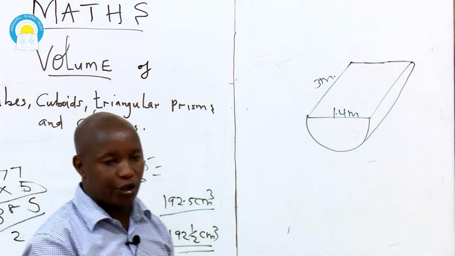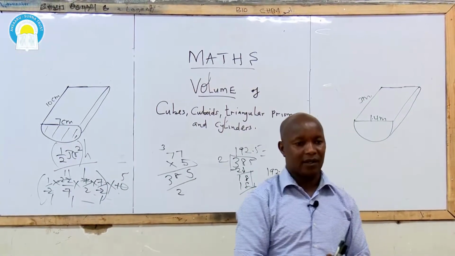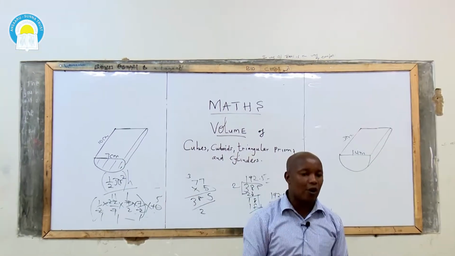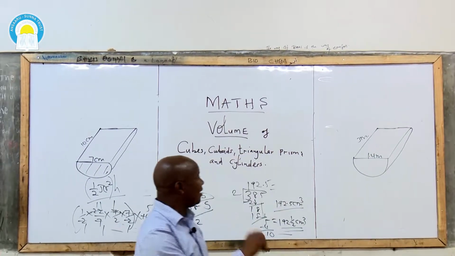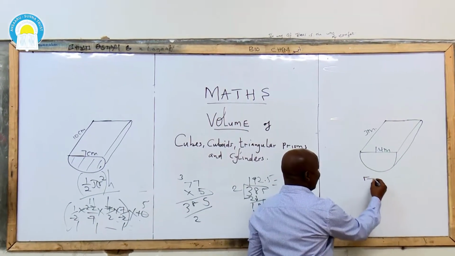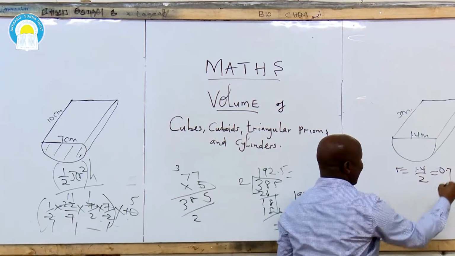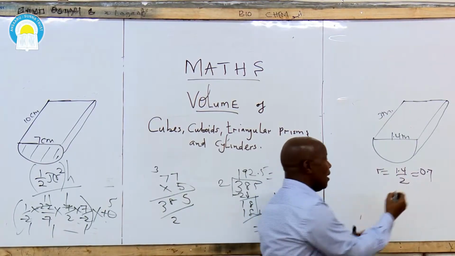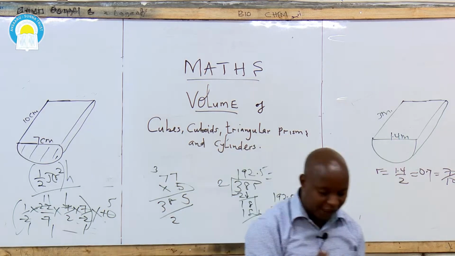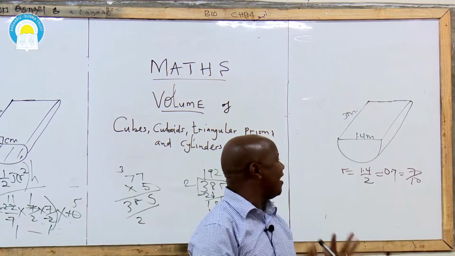And class, I want you, once you get a number in decimal form, don't use decimals in the class. Like in our case now, if the diameter is 1.4, that means the radius is 0.7. Remember I said diameter divided by 2, you get the radius. So our radius now is 1.4 divided by 2, which is 0.7. Class, 0.7 in fraction form is the same as 7/10. So I prefer that you use fractions. When you use fractions, the possibility of making mistakes is very minimal.